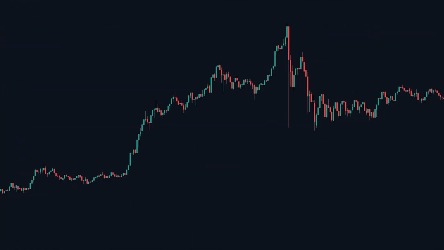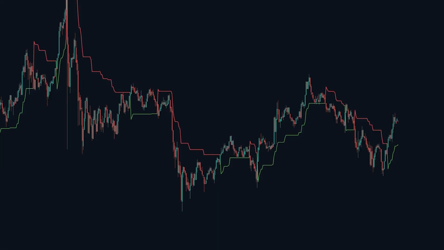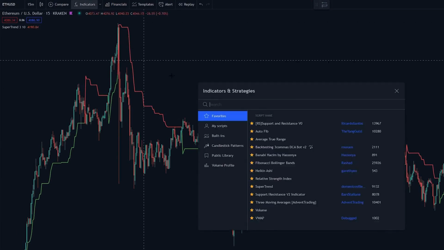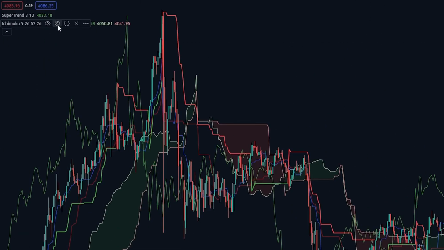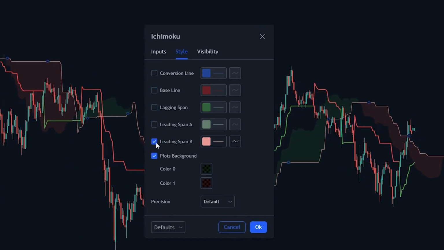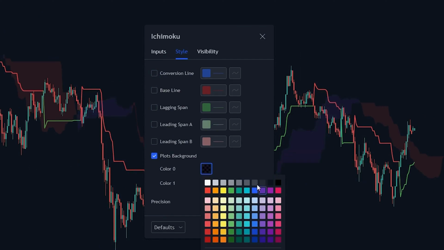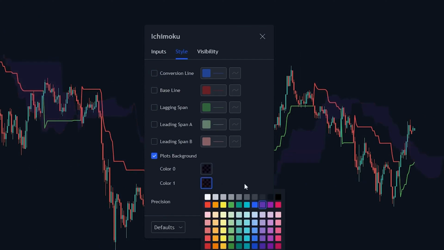Next, I'm going to show you a bonus strategy using the Ichimoku indicator. To add this indicator, go to the Indicators tab and type in Ichimoku. We're also going to clean up our chart a bit because this indicator's default settings are really messy. Just uncheck the top 5 boxes and then change these plot backgrounds to purple so it's easier to read.